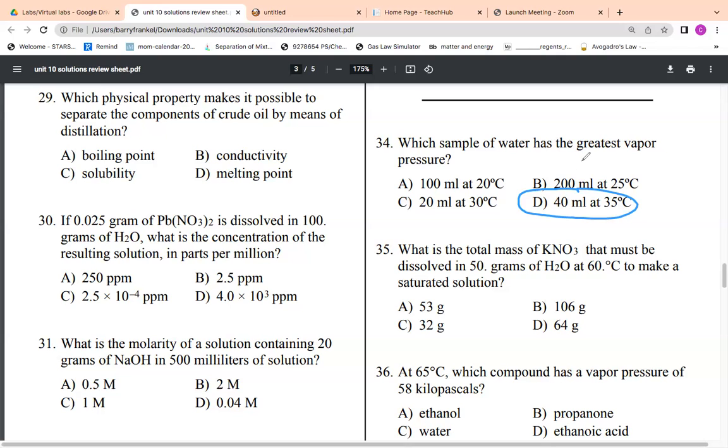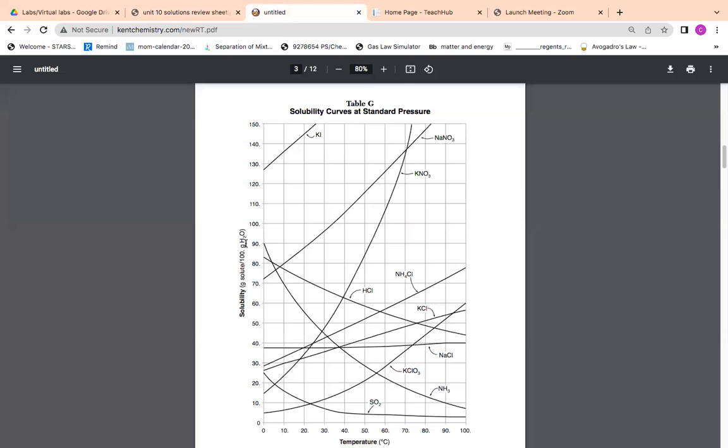Number 35. What is the total mass of KNO3 that must be dissolved in 50 grams of H2O at 60 degrees Celsius to make a saturated solution? So let's clear this and let's go back. Something that is really, really important about this question is right here. This question is asking about 50 grams of H2O. However, if we go to table G, this is in 100 grams. So what we're going to do is we are just going to pretend that we're reading this normally. Okay, I'm going to write this down. So it was 50 grams. Wait, never mind.